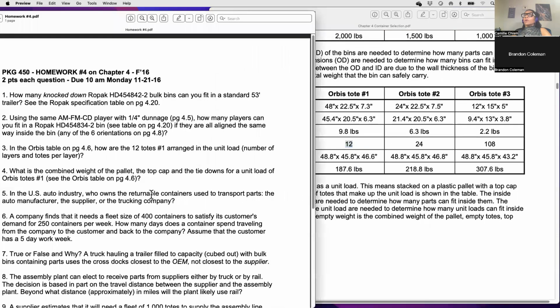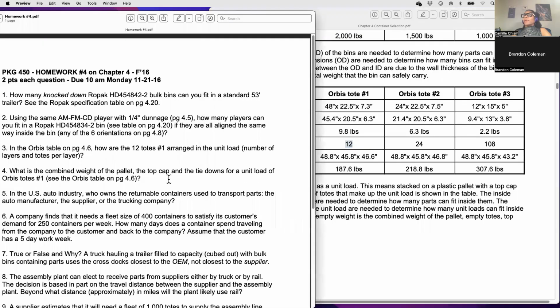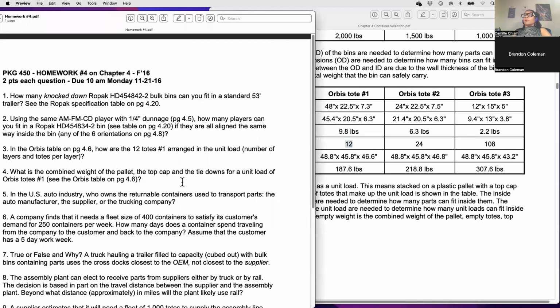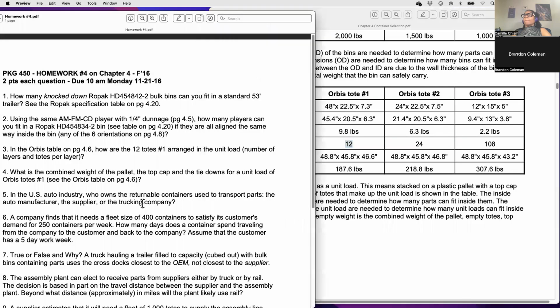Number 4, what is the combined weight of the pallet, the top cap and tie downs for a unit load of Orbis totes number 1? So we got Orbis tote number 1, and it's a 48 by 22 and a half by 7, right?